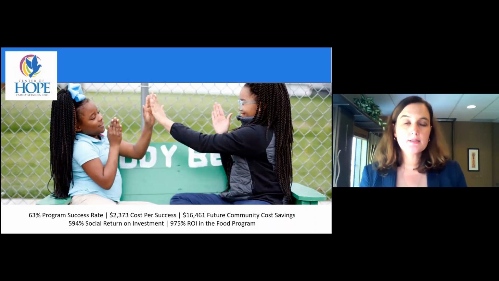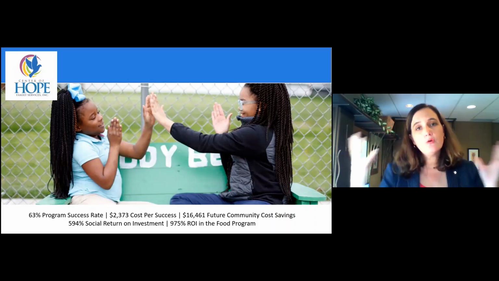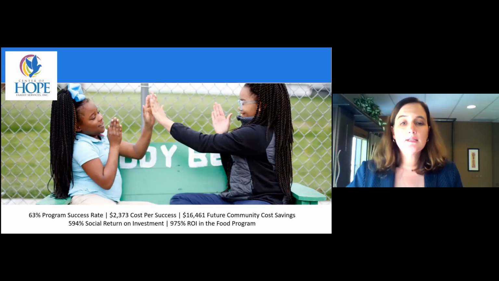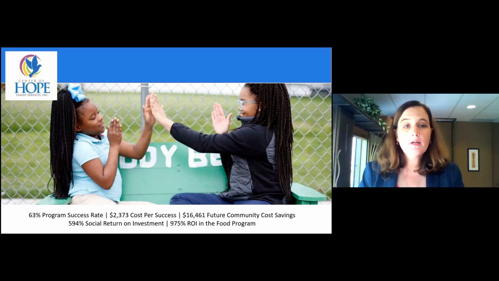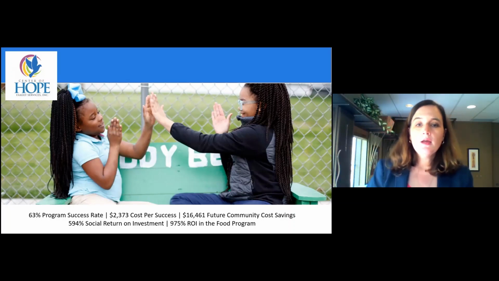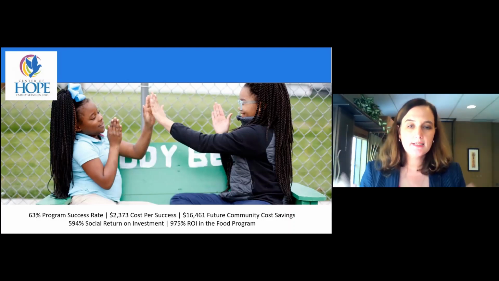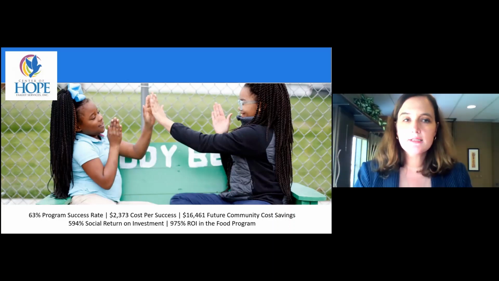$16,461 in community costs. So yes, we have this success rate, but we folded in our failure rate into our cost per success. So for every $2,000, we're going to turn a $16,000 savings for our community, which is a 594% social return on our investment. And their food program was off the charts. It had a gigantic social return on investment. So I'm going to show you exactly how they did this.